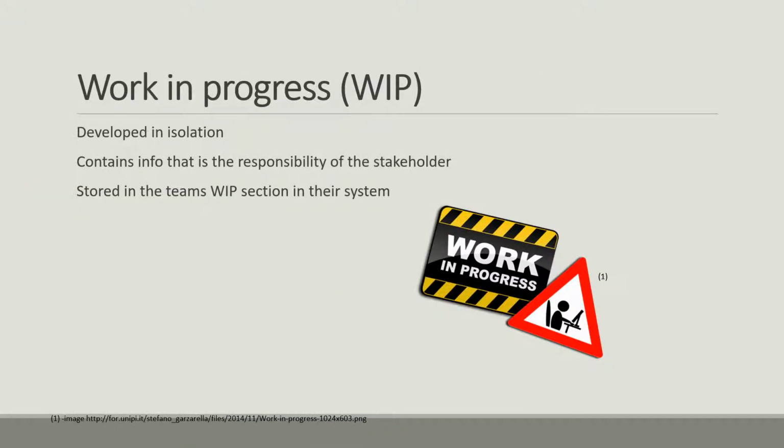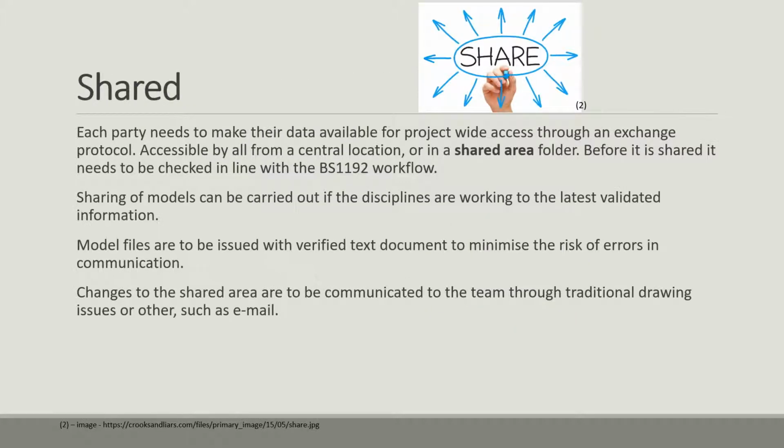So going into them in more detail, the work in progress is developed in isolation by maybe 1 or 2 members of the project. It contains the information that is the responsibility of the person who's doing it, the stakeholder, and it is stored in the team's work in progress section in their system. Then it goes on to the shared area.